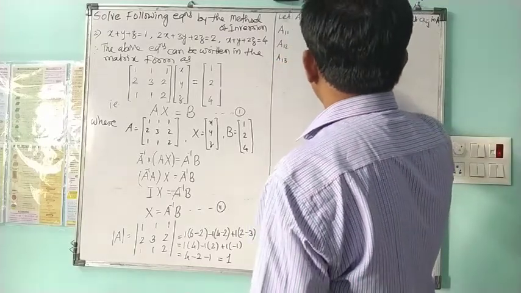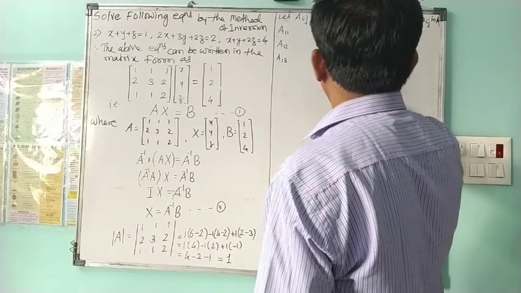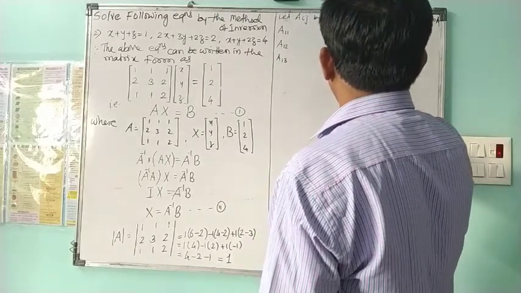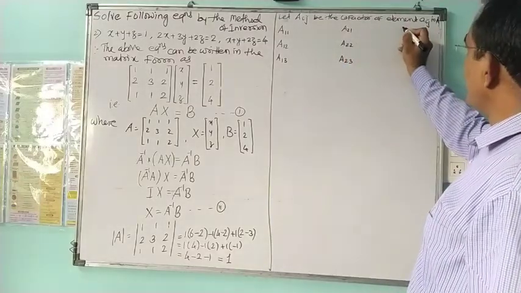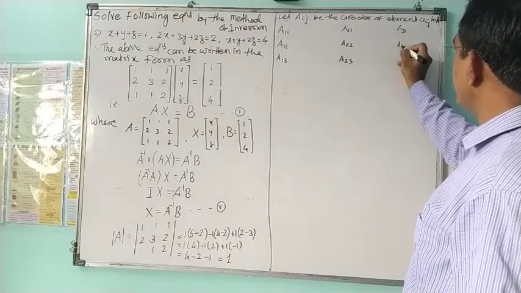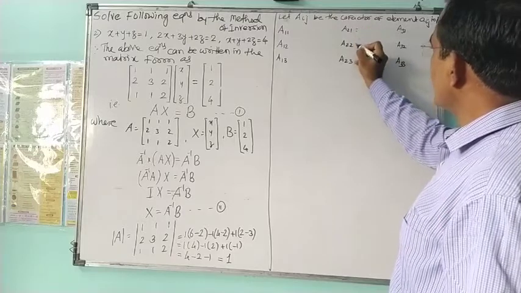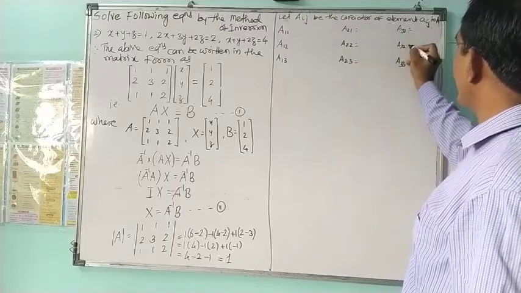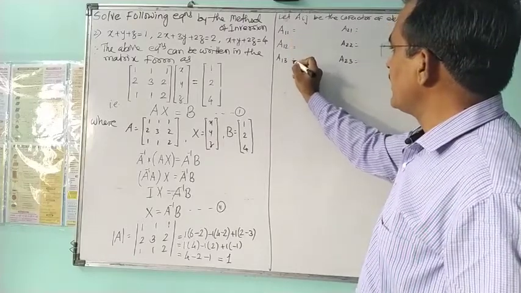The next 3 cofactors are A21, A22, A23, and the next 3 cofactors are A31, A32, A33. So we want to get the values of these 9 cofactors using the matrix capital A.